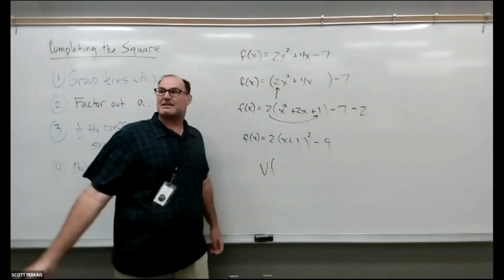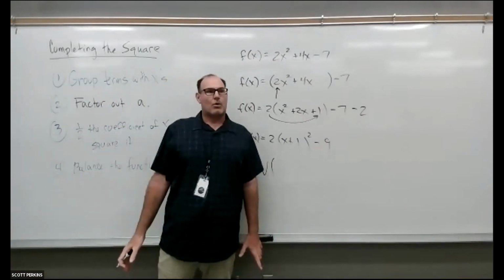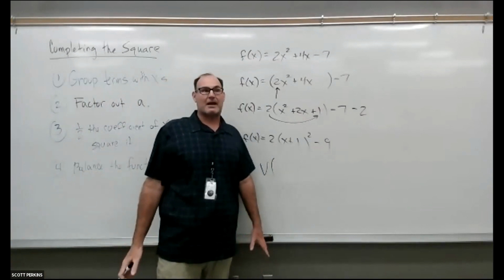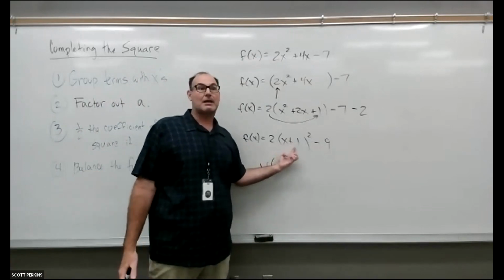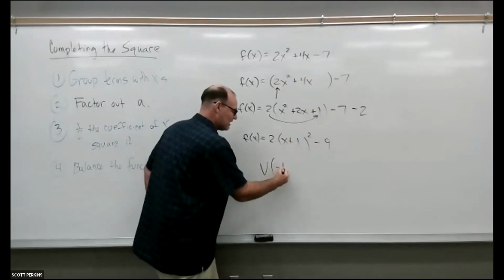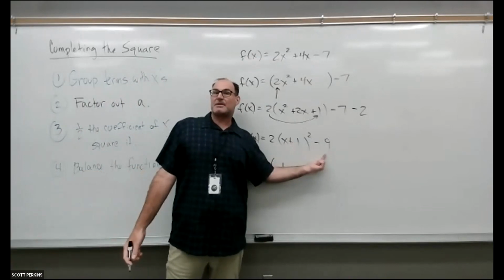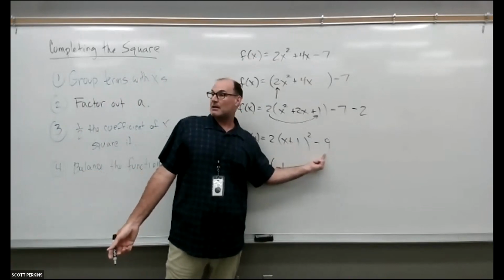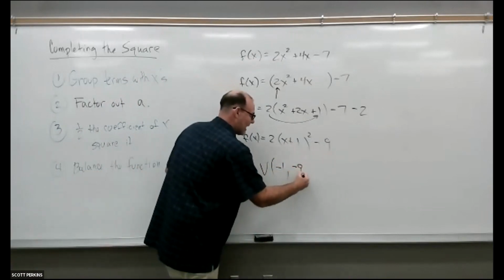So my vertex. What's the first thing that happened to my vertex? What does the +1 tell me? Left 1, so -1. What's the second thing that happens to the vertex? Down 9, so -9. There's my vertex.